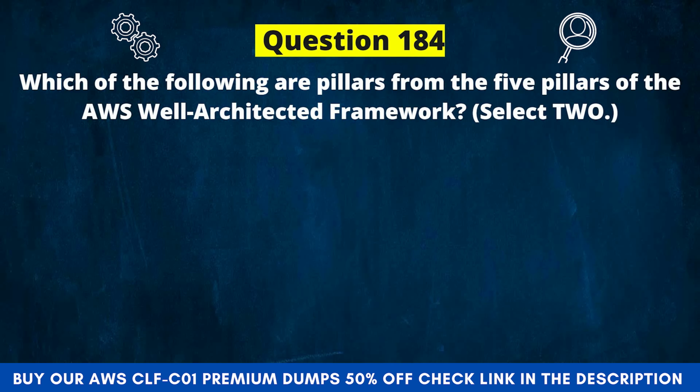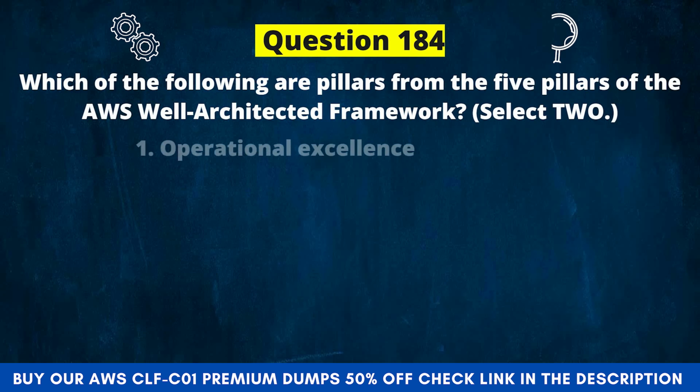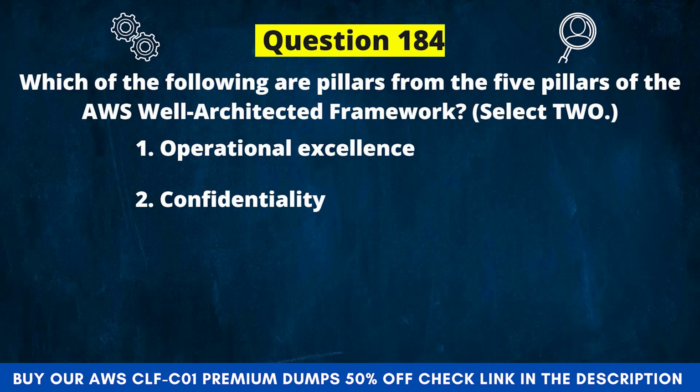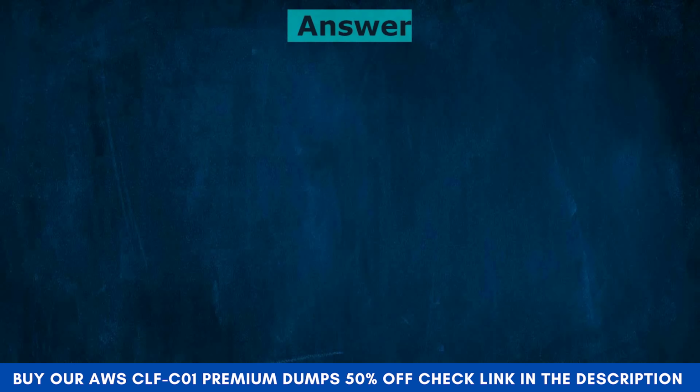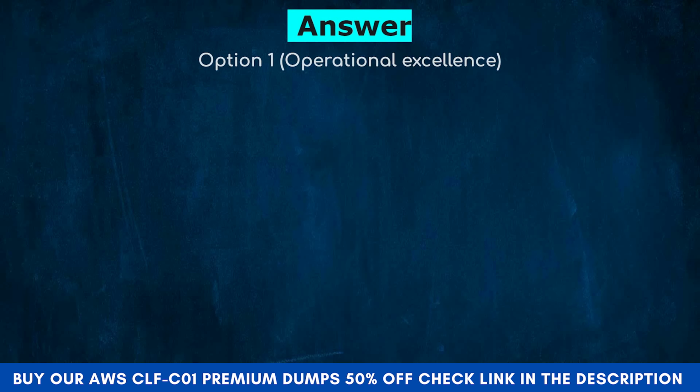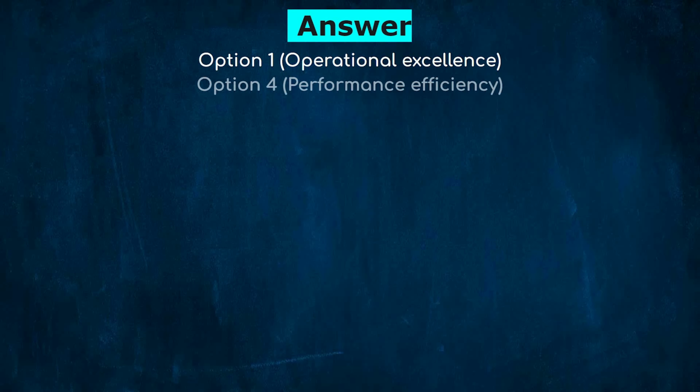Next question. Which of the following are pillars from the 5 pillars of the AWS well-architected framework? Select 2 options. Now the options are: Option 1. Operational excellence. Option 2. Confidentiality. Option 3. Economics. Option 4. Performance efficiency. Option 5. Resilience. And the correct answer is Option 1. Operational excellence, and Option 4.